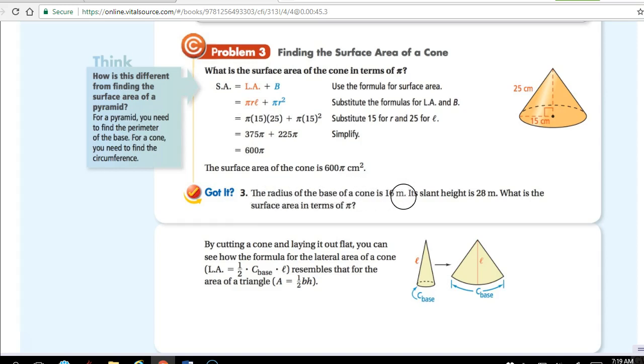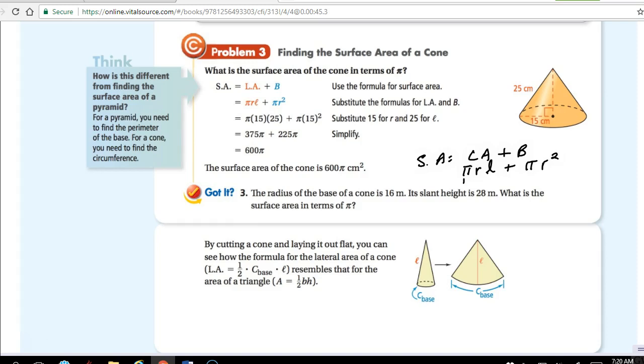Okay, so specifically, let's look at number 3. The radius of the base of the cone is 16 meters. Its slant height is 28 meters. What is the surface area in terms of pi? Again, for the very same reason, the surface area is equal to the lateral area plus the base. And the lateral area is given to us as pi times r times the slant height. And then the area of the base is pi r squared because it is a circle.